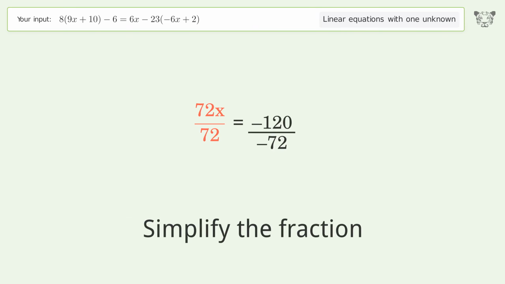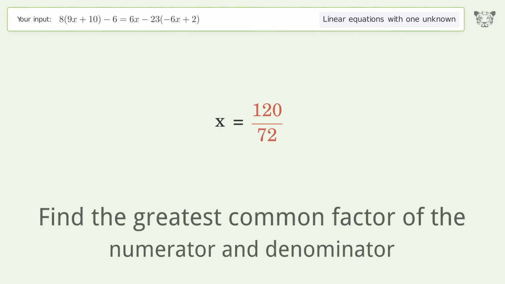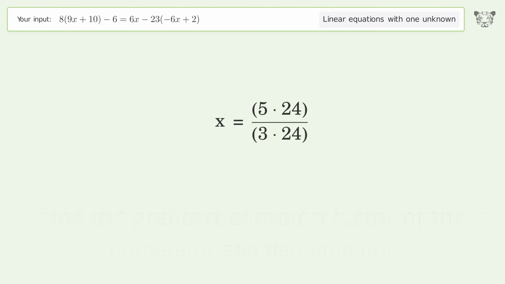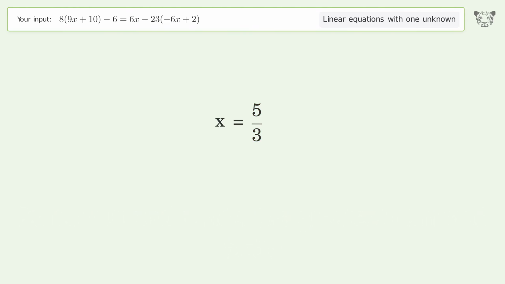Simplify the fraction. Cancel out the negatives. Find the greatest common factor of the numerator and denominator. Factor out and cancel the greatest common factor. And so the final result is x equals 5/3.